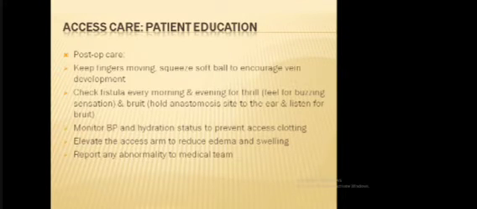Then, for post-operative care, we have to advise the patient: keep fingers moving, and use a soft ball to encourage vein development. Check the fistula every morning and evening for thrill. Feel for a buzzing sensation. Just keep the hand over the fistula and the patient can feel the buzzing sensation. Hold the anastomosis site to listen for the bruit.